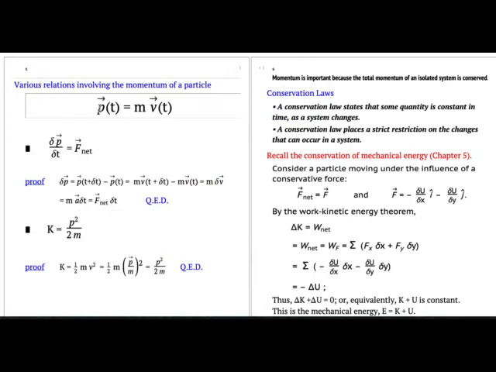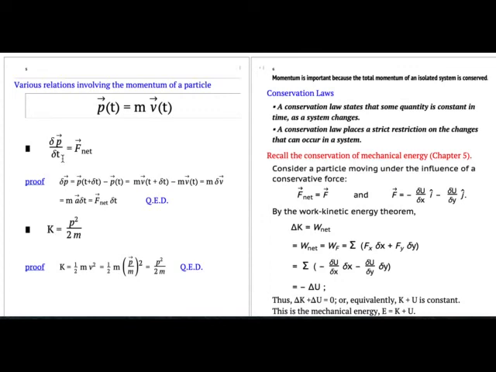Okay, so we've defined momentum of a particle. P is mass times velocity. And now we're going to write down various relations that involve the momentum of a particle. So the first relation is the rate of change with respect to time. Delta P over delta T.